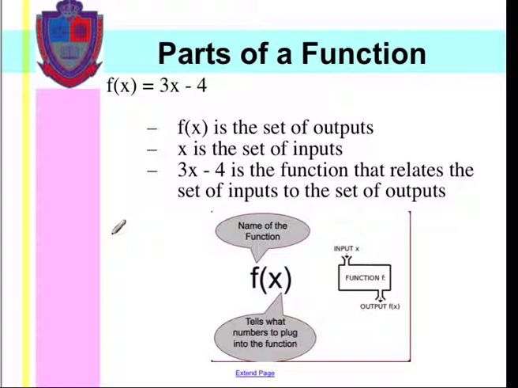So, f of x is a set of outputs, x is my input or my x value, and then 3x minus 4 is like the operation that I'm going to do. This is the function. So remember, when you name a function, it's always f or whatever is given, and x tells what numbers you need to plug in. So I input x into some function f, and the output becomes f of x. We're going to see how this works.